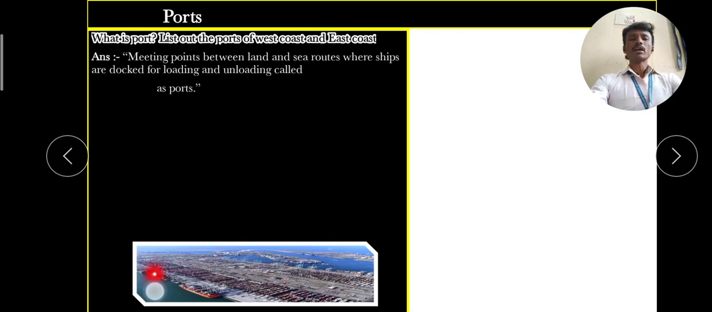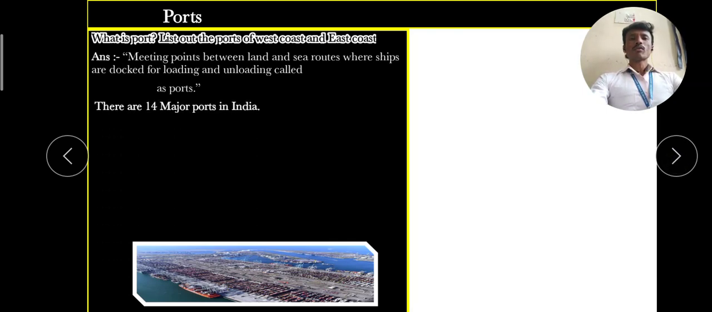So this is the sea and this is the land. So there are the meeting points between the land and sea routes where ships are docked. You know that an air station is there, a railway station is there, a bus station is there. So like here also, ships need some important places for standing. Such places we should consider as ports. So the meeting points between land and sea where ships are docked for loading and unloading are called ports.